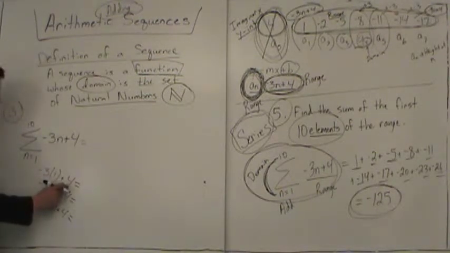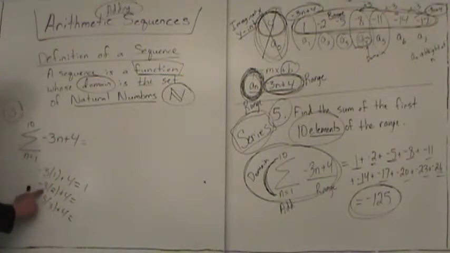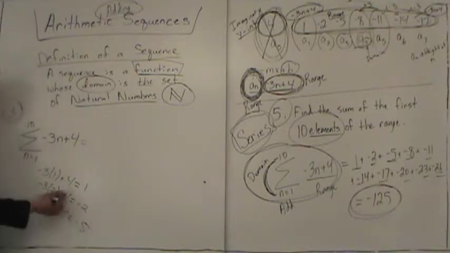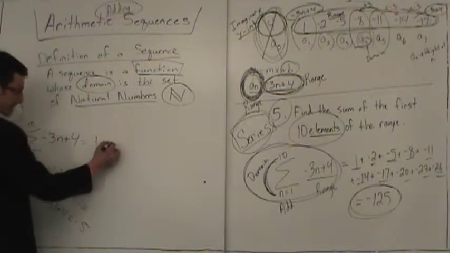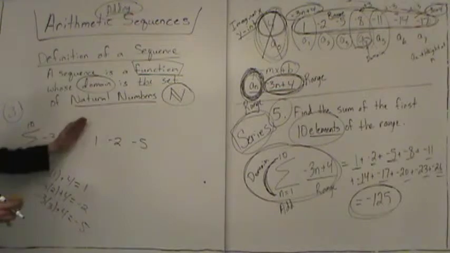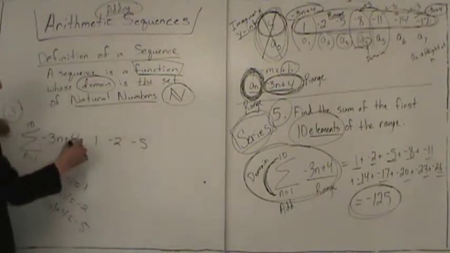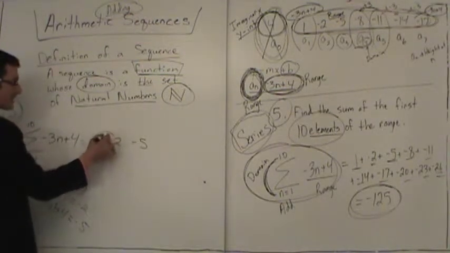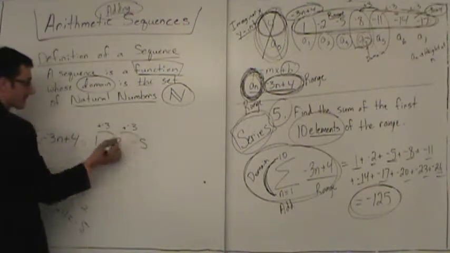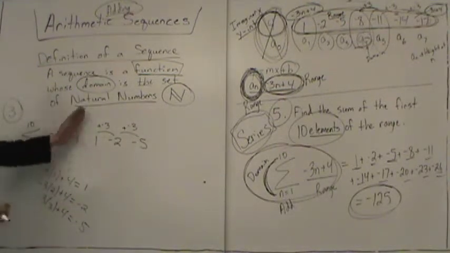Let's calculate. Negative 3 times 1 is negative 3 plus 4 is 1. Negative 3 times 2 is negative 6 plus 4 is negative 2. Negative 3 times 3 is negative 9 plus 4 is negative 5. So we have 1, negative 2, negative 5. Do you see a pattern? What's happening to these values? Hopefully you say the values are going down by 3, or we are adding negative 3 each time.